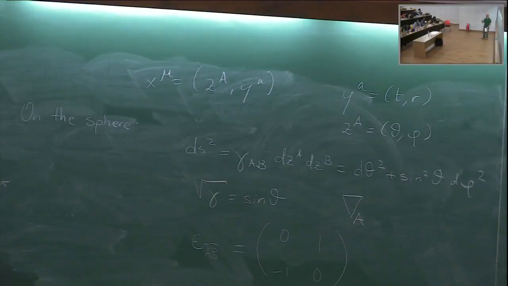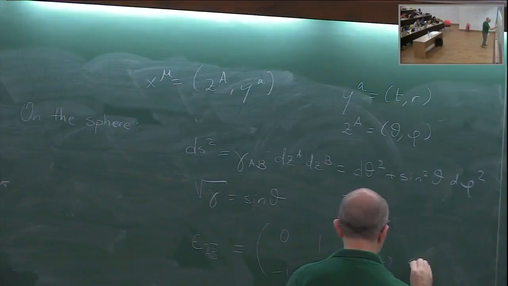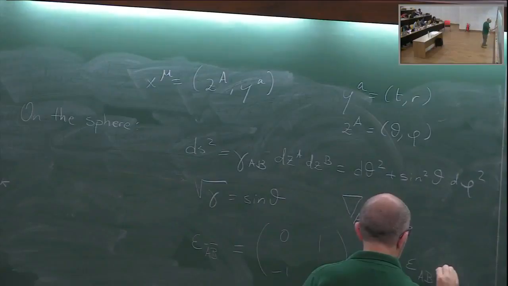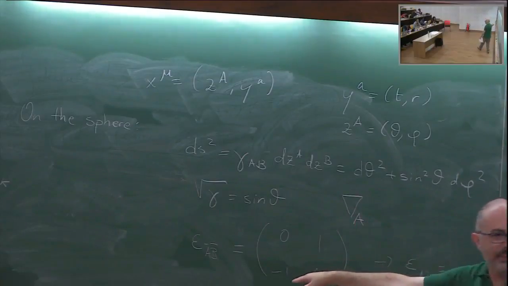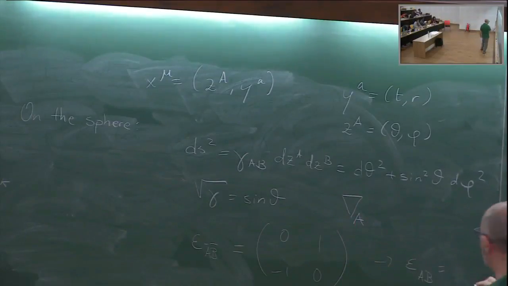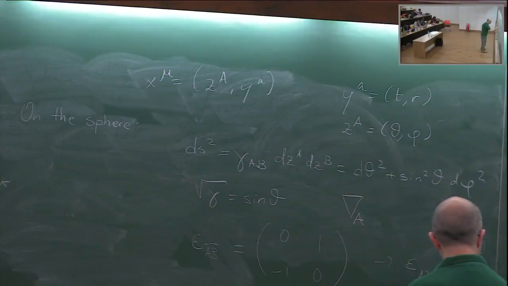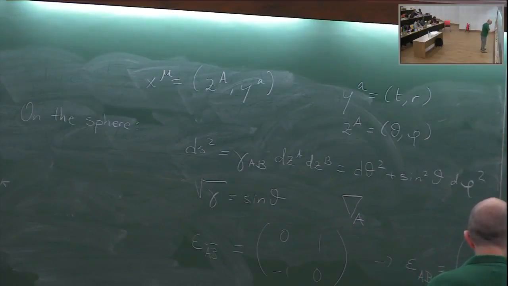If you want to turn this into a tensor on the sphere, you have to multiply by the Jacobian. So you make a coordinate transformation from Cartesian coordinates to spherical coordinates, and you get epsilon AB, which is what we need, which will be given by gamma times epsilon A bar B bar, if you like. So it will be given by 0, sine theta, minus sine theta, 0. Good. So now I have introduced a Levi-Civita symbol in 2 dimensions on the sphere.